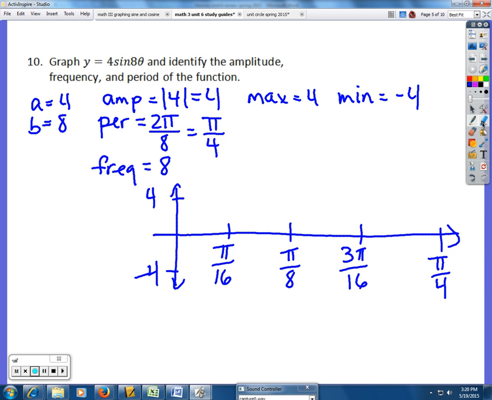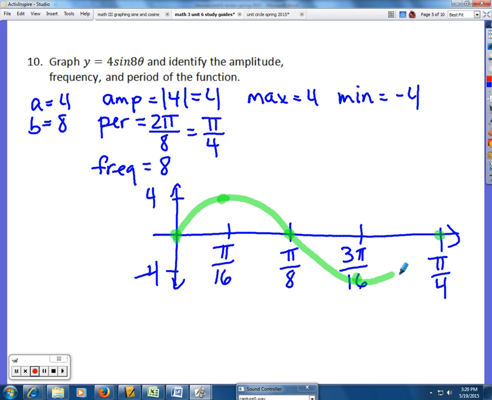And we are doing sine. So I've got 0, and it's positive. So 0, max, 0, min, 0. So your one period of the sine function between 0 and pi over 4 looks like that. If you did it from 0 to pi, you would repeat that 4 times.